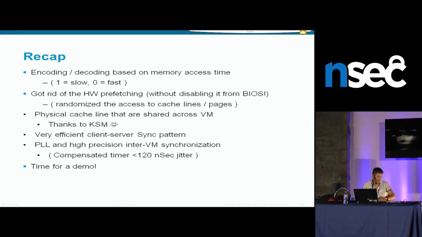Okay, so now I'm going to recap what we have so far. We have an encoding and a decoding scheme based on memory access time: one is slow, zero is fast. We managed to get rid of the hardware prefetching logic without fooling around with the BIOS. We found some physical cache lines that are shared across VMs, thanks to KSM. Now I'm sure some people here are asking themselves, what if KSM is not enabled? No worries. The cache has an associativity level, so if we don't use KSM, we can still rely on cache associativity to do the encoding. It takes a bit more CPU to do, but from the results I have, it doesn't make a whole bunch of difference.